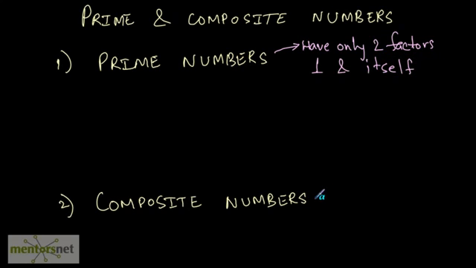And composite numbers are those numbers which are not prime. So the numbers which are not prime are composite numbers, and the numbers which have only two factors, 1 and itself, such numbers are prime numbers. So you must know how to calculate factors in order to determine if a number is prime or not.